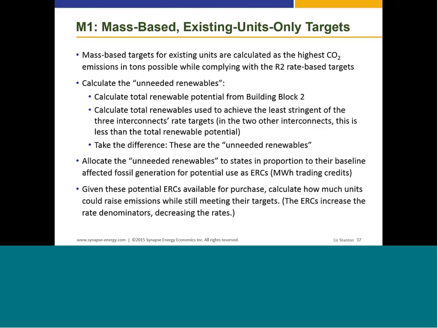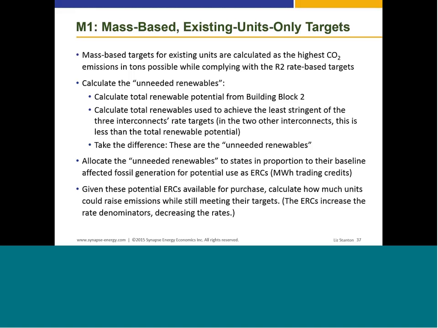Back in building block 3, and I think we're wrong here on the slide too, so we'll have to fix that before we put it up online. They calculated the renewable potential for the United States, based on the renewable potential in the 3 interconnects, but then they picked the least stringent interconnect, the eastern one. Had they instead picked one of the other 2 interconnects, more of those renewables would have been needed in order to achieve those targets, but they didn't.